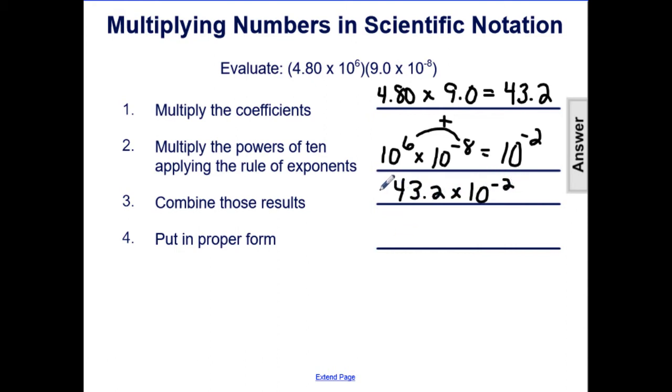But 43.2 is not in proper scientific notation. It's not greater than or equal to 1 but less than 10. It's greater than 10. So we need to move our decimal to be between the 4 and the 3 to be 4.32. But if my number got smaller, my exponent has to get bigger to become a negative 1, making our proper form in scientific notation for our product 4.32 times 10 to the negative 1.